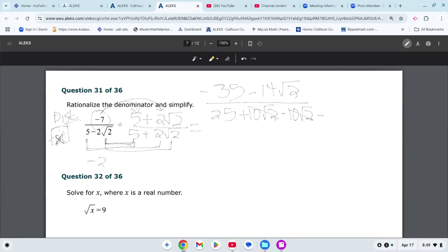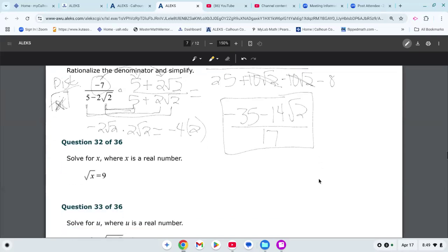When I do -2 root 2 times 2 root 2, that gives me -4 times 2, which is -8. These cancel. 25 minus 8 is, I believe, 17. So -35 minus 14 square roots of 2 all over 17 would be my answer. Now, I do have to check. 35, 14, and 17 do not reduce. You have to check them all or reduce none of them. And so that would be my final answer.